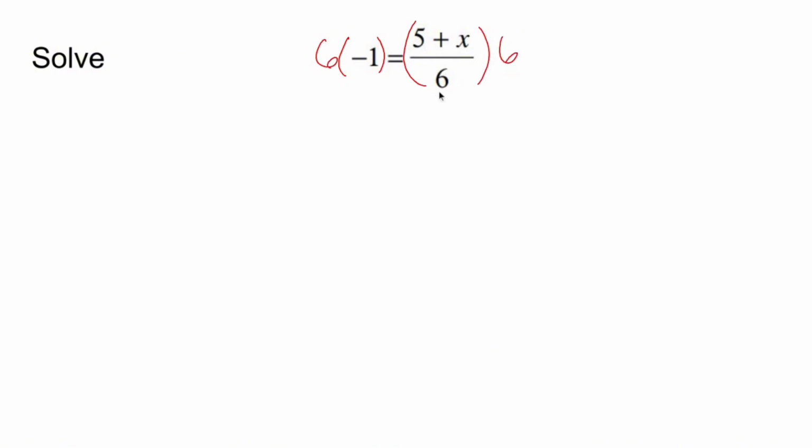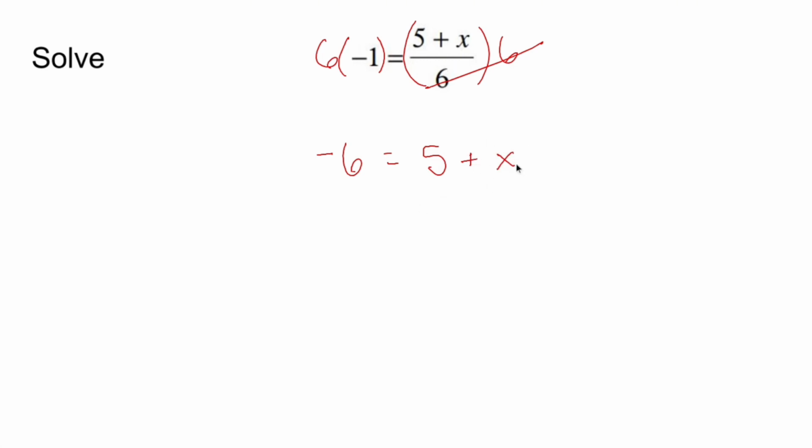What you're allowed to do then is just cross out the 6's on the side where 6 is on the bottom in the denominator. The left side is going to be 6 times negative 1, which is negative 6. On the right side, since the 6's cancel each other out, I really don't need that fraction bar. So drop down just to 5 plus x, and now it becomes a one-step equation.